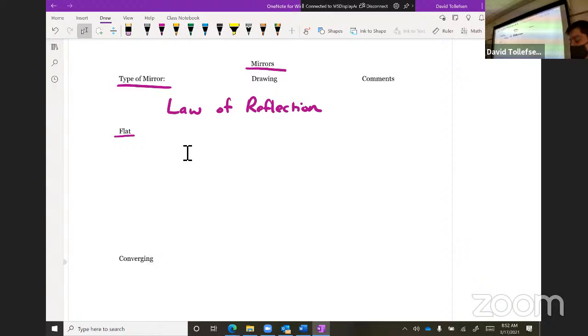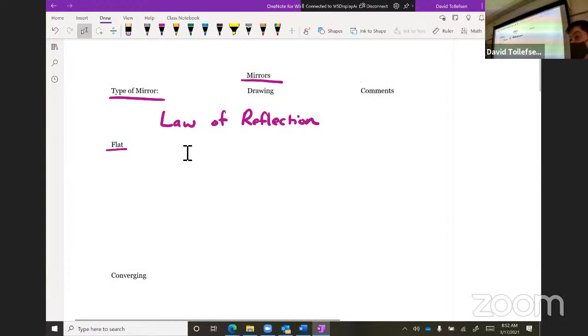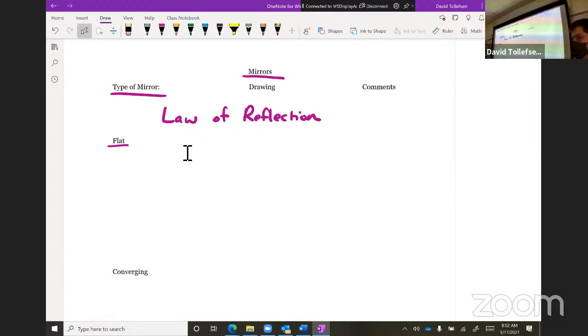Mr. T, I have a question. What does this have to do with color? It has to do with light. The unit is the light unit. We've talked about color, and color is light. And we're talking about lenses and mirrors.